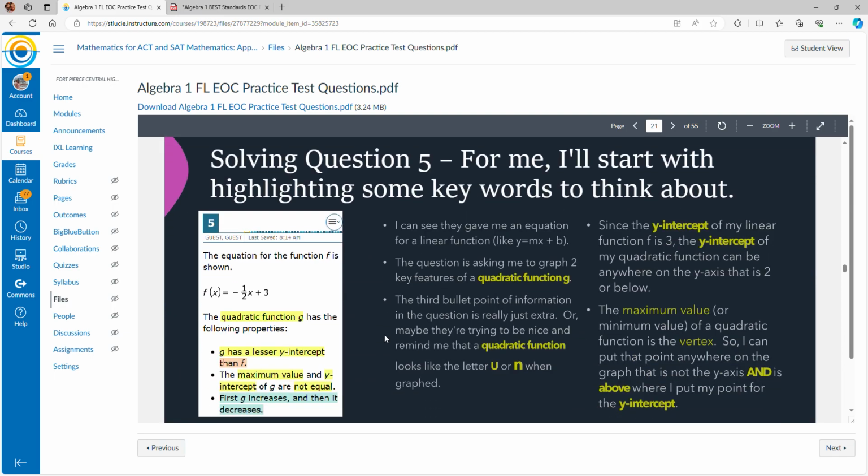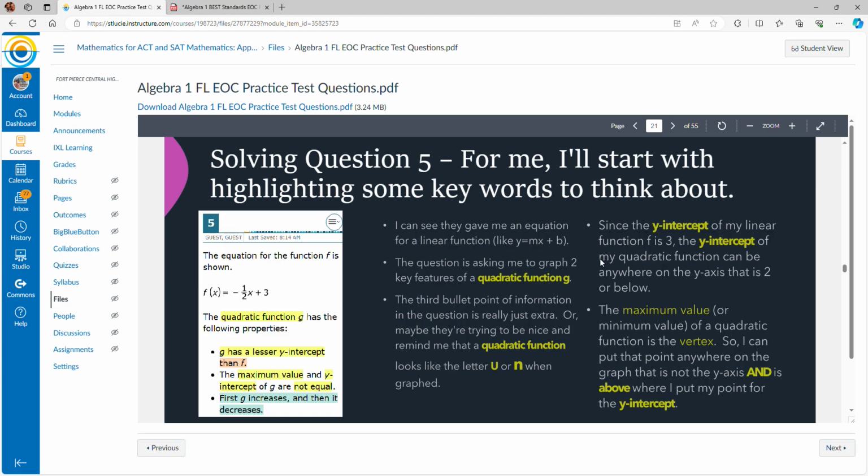So again, I start with keywords here, and I can see they gave me an equation for a linear function like y equals mx plus b. Here, my f of x equals -1/2 x plus 3. The question is asking me to graph 2 key features of a quadratic function, g. The third bullet point of information in the question is really just extra information, or maybe they're trying to be nice and remind me that a quadratic function looks like the letter U or N when graphed.